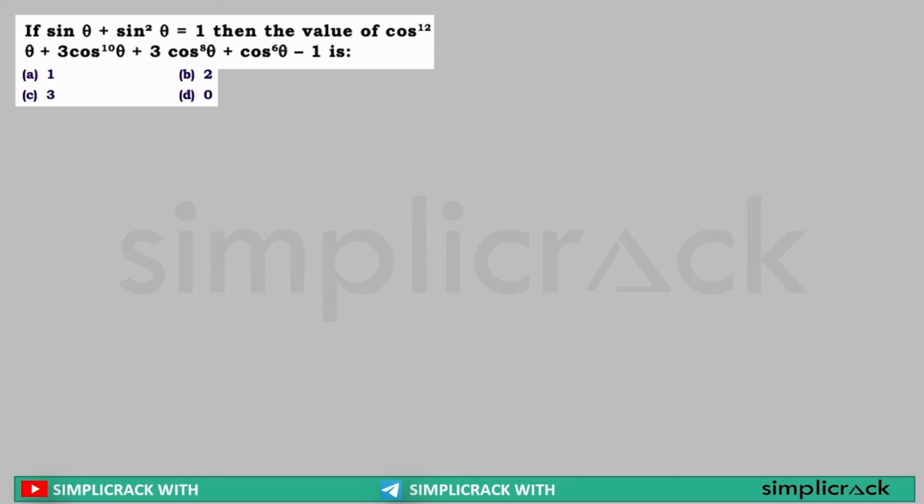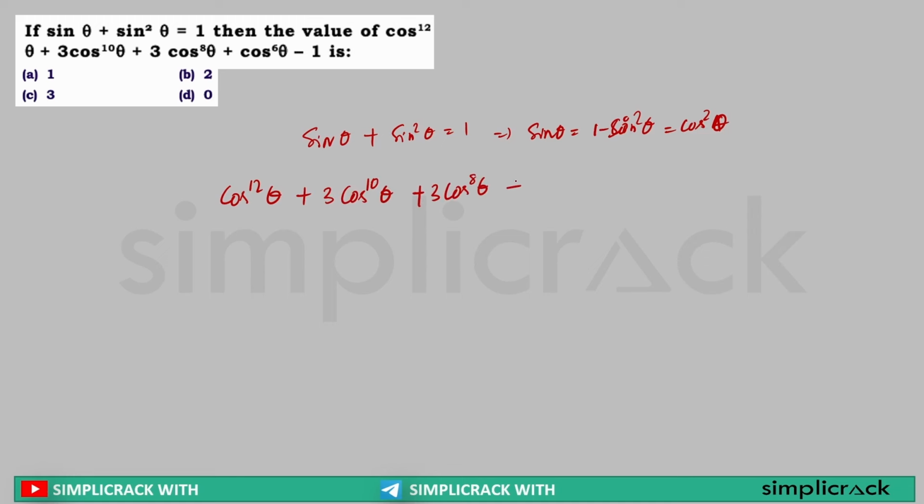Okay, it is saying if sine theta plus sine square theta is equal to 1, then what is the value of the following? Very simple. Sine theta plus sine square theta is equal to 1. It can be written as sine theta is equal to 1 minus sine square theta, which is equal to cos square theta. So either sine theta is equal to cos square theta or cos square theta is equal to sine theta. Now here it is asking what is the value of cos 12 theta plus 3 cos 10 theta plus 3 cos 8 theta plus cos 6 theta minus 1.